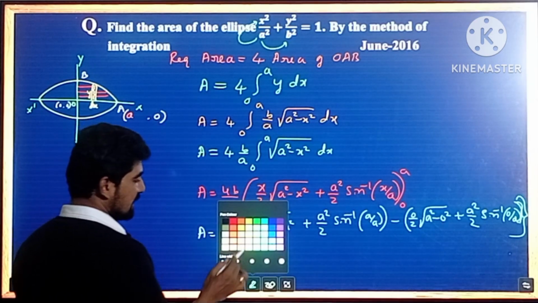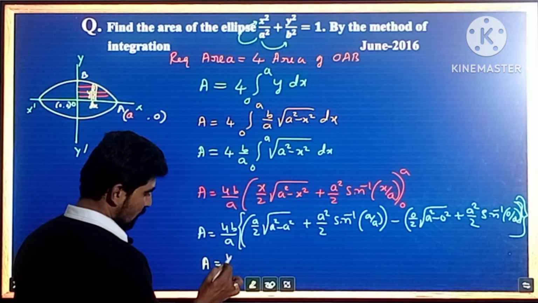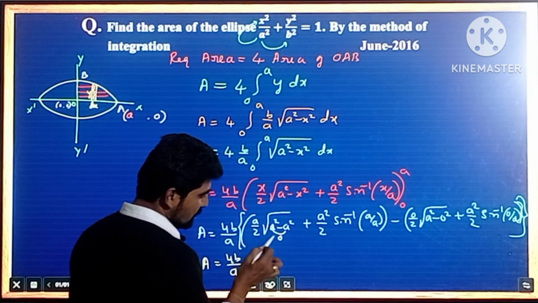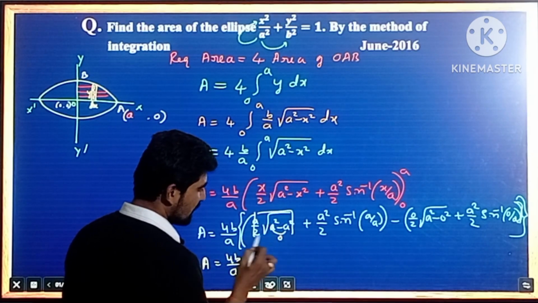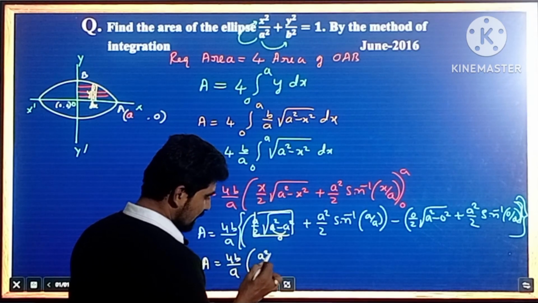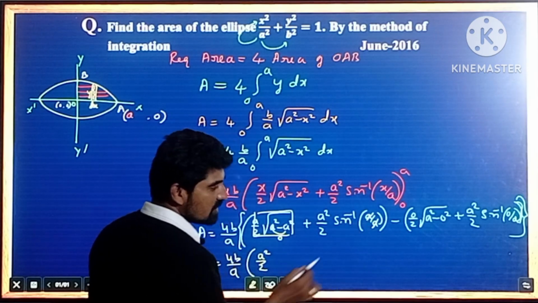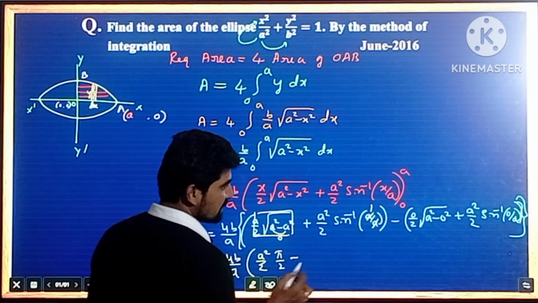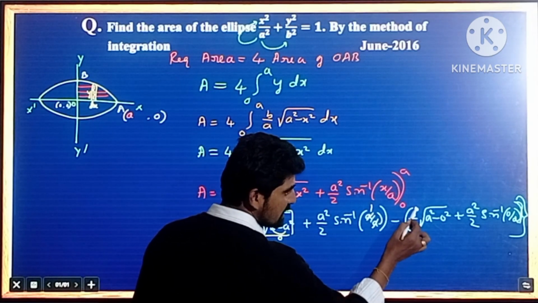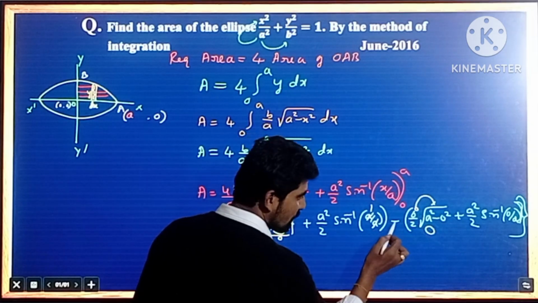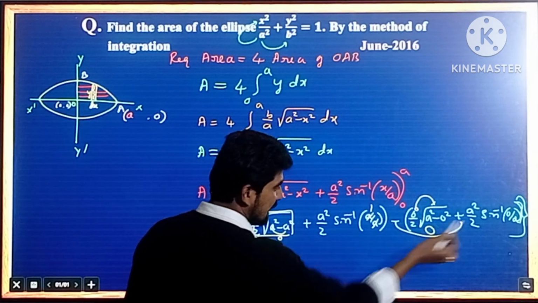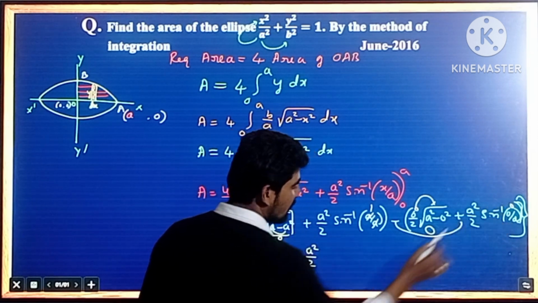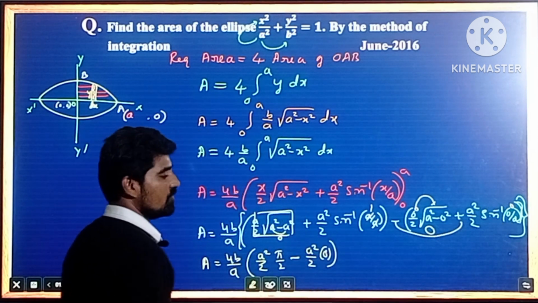Now see here, area is equals to 4b by a into, see here, a square minus a square is 0. So 0 into anything is 0, therefore the first term becomes 0. Remains what? a square by 2. Here a and a get cancelled, remains sine inverse 1. The value of sine inverse 1 is pi by 2. Minus 0 into anything: so 0 by 2 is 0, 0 into anything is 0. So therefore minus into plus minus a square by 2 sine inverse of 0 by a is sine inverse 0, and the value of sine inverse 0 is 0. I hope all of you are understanding.